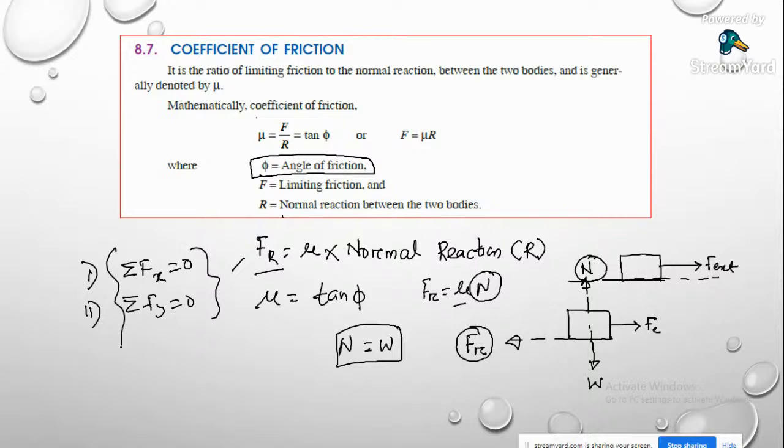These two equations you need to use to find out either the weight of the body, or the external force on the body, or the coefficient of friction of the contact surface between the bodies, whatever it may be. So you just have to use the static equilibrium condition.